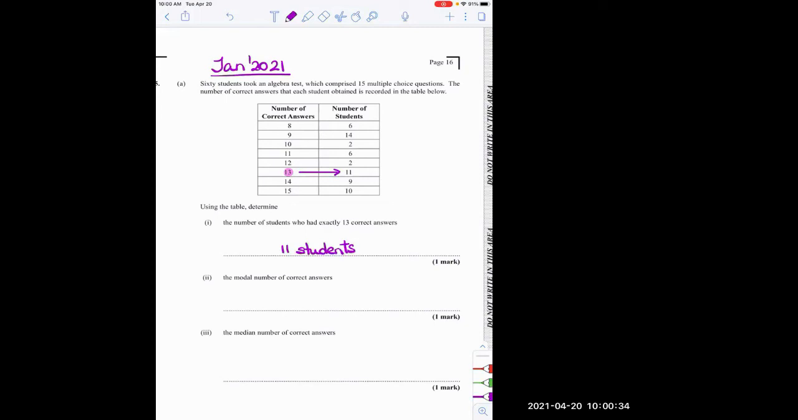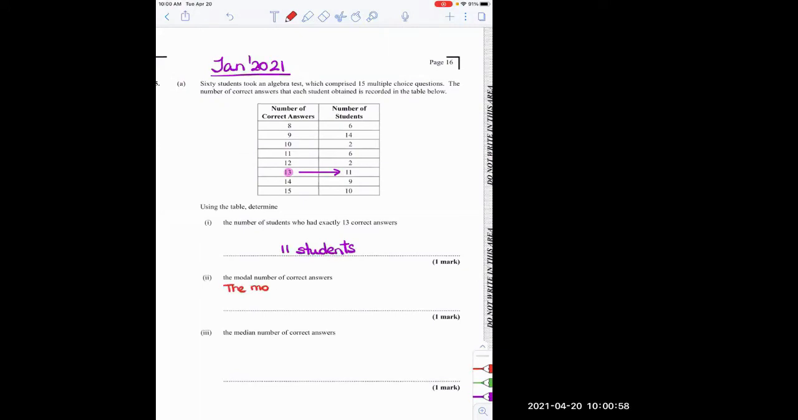So that was pretty simple. Anybody had any difficulty with that? Of course not. All right. So let's go. The modal number of correct answers. So we are looking for, and write this in your book, please.